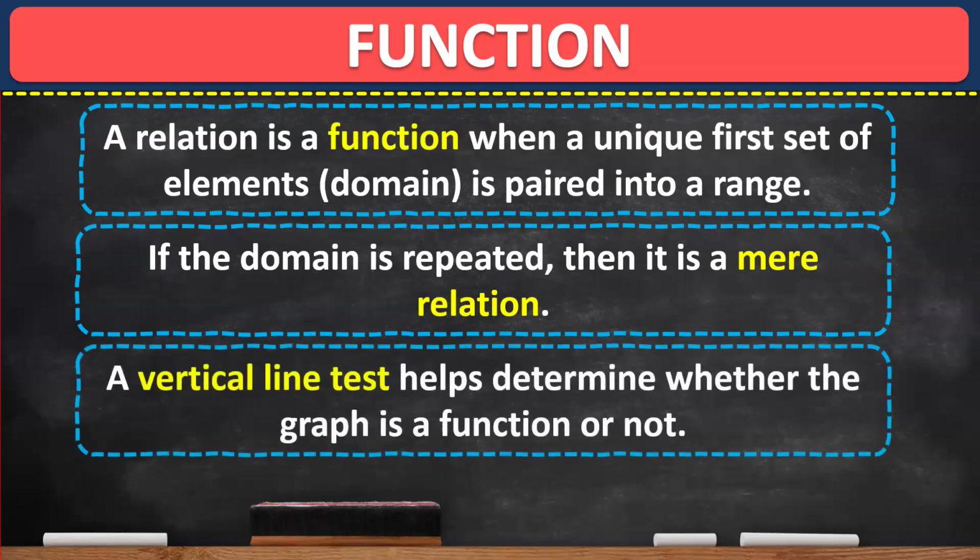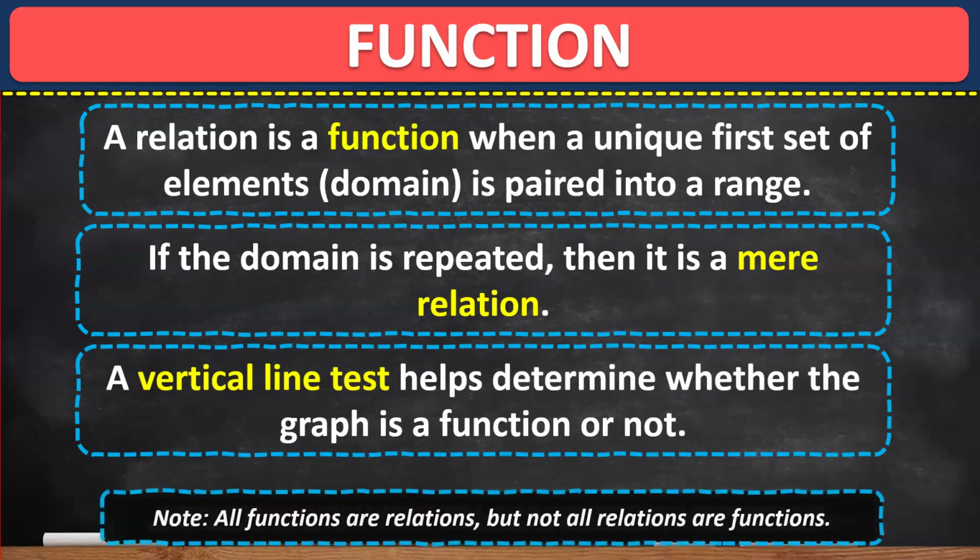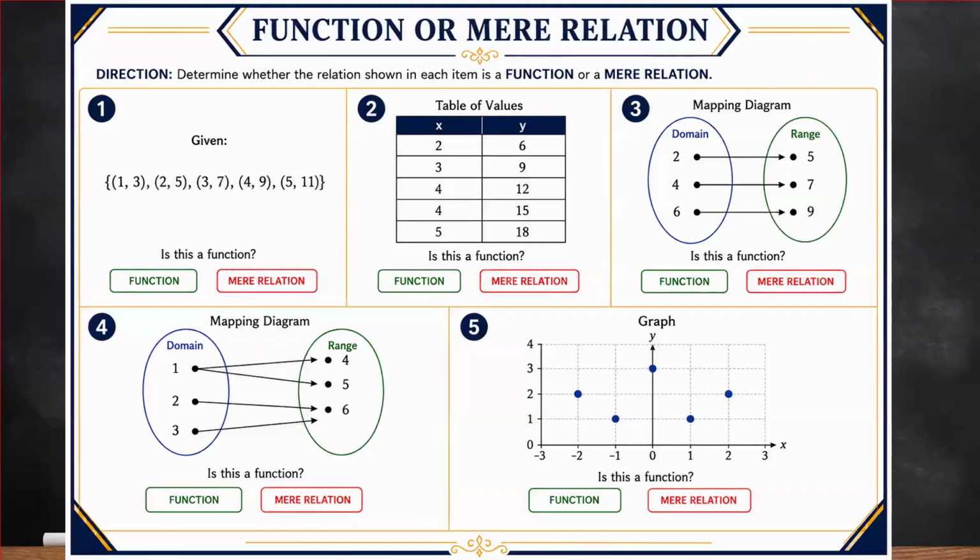And also, a vertical line test helps determine whether the graph is a function or not. Take note that all functions are relations, but not all relations are functions. So let's try this. To determine whether the relation shown in each item is a function or a mere relation. So again, you will just simply look at the domain.